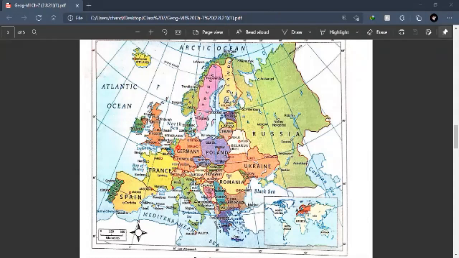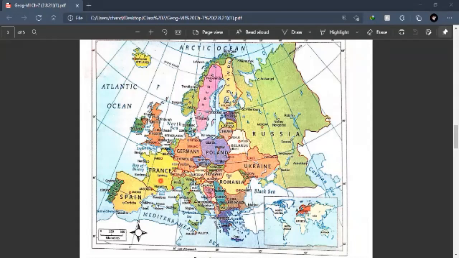Next are the Central European countries, such as Germany, Austria, Switzerland, Poland, Hungary, Czech Republic, and Slovakia. Fourth are the Mediterranean countries nearby the Mediterranean Sea. It includes the countries in the south bordering the Mediterranean Sea region, such as Spain, Portugal, and Italy. Also France.